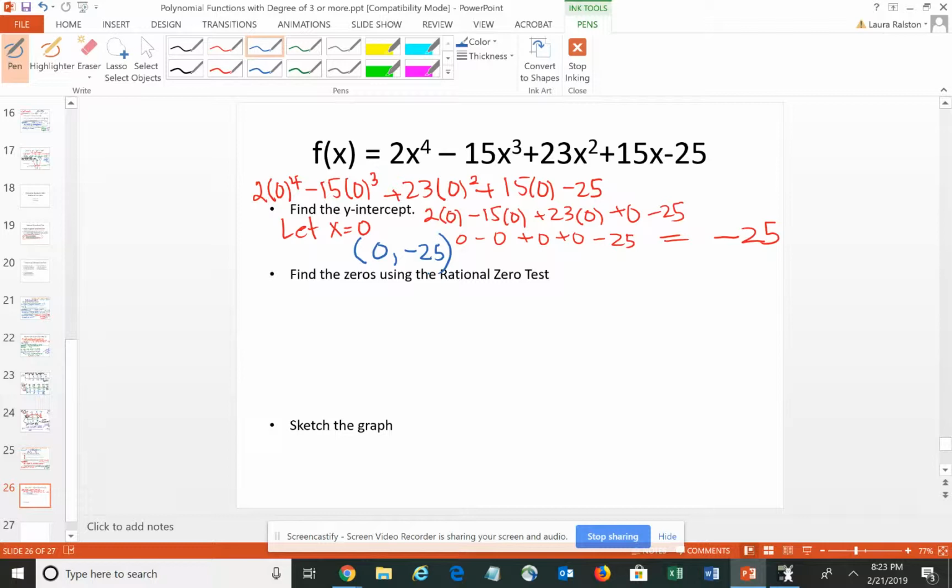Then as I'm looking at that problem again, I've got that 2x to the 4th. I can sometimes factor something raised to the fourth power, but in this case, I don't know how to do that. And so my only option for finding the zeros is to use the rational zero test. So let's get it set up here.